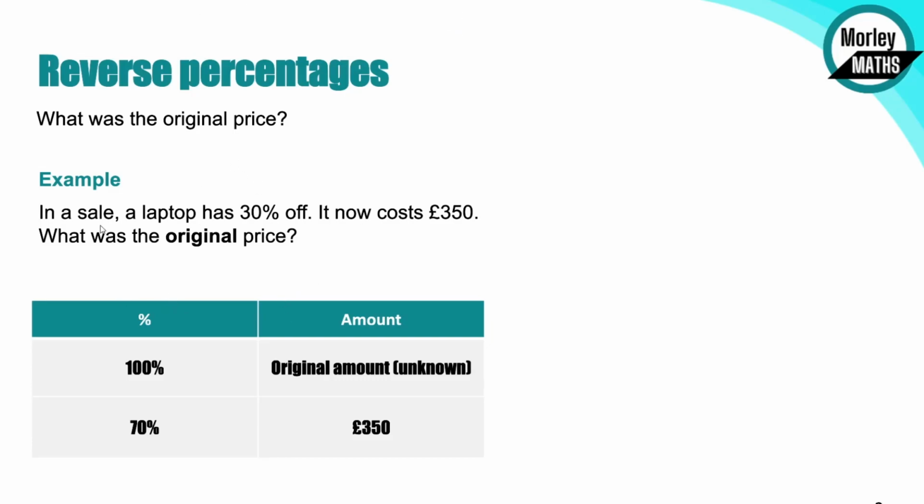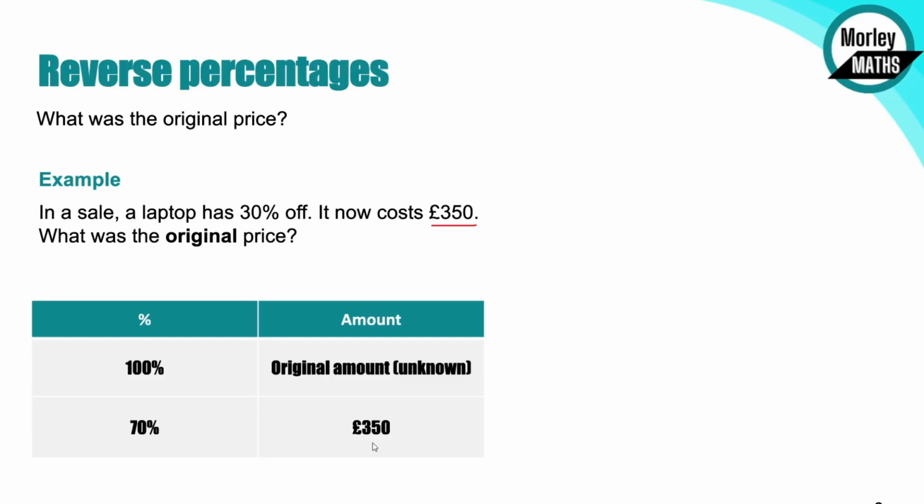So if we look at this one, for example, in a sale, a laptop has 30% off. It now costs £350. What was the original price? If we work out what 30% of the 350 is, and then just add it back on, we wouldn't be working out the correct price, because that 350 isn't 30% off the old price. Does that make sense? That 350 has already had that 30% taken off, so 30% of that is not 30% of the original price. So how do we go about getting our heads around these types of questions?